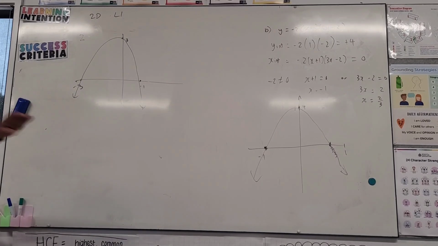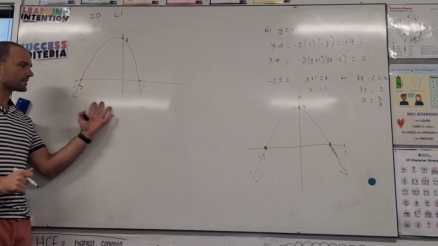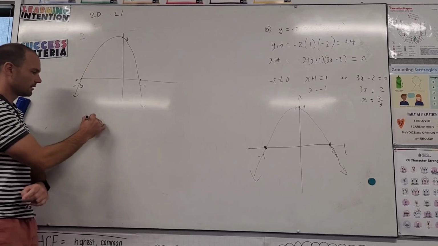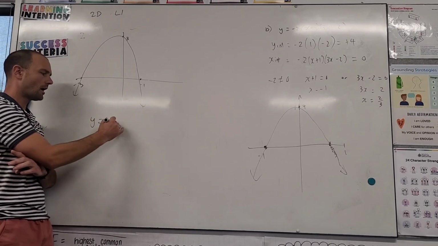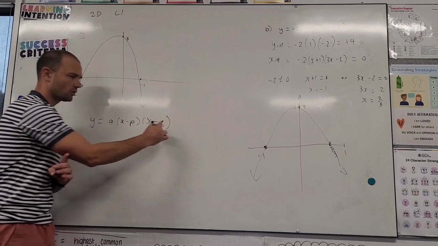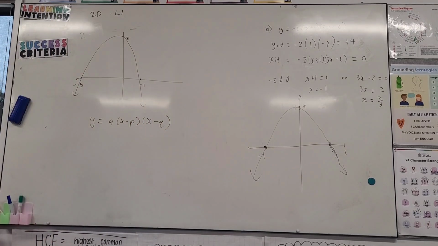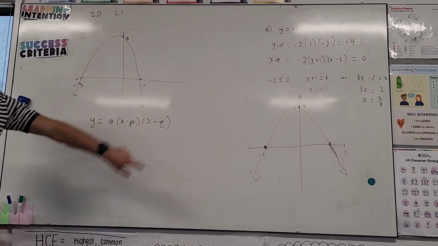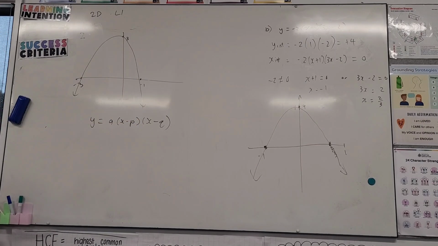Now, the default form that this graph is going to take is like this. y equals a times (x take p) times (x take q). What we've done here is express the quadratic in terms of its roots. Remember, if its roots are p and q, we can express it like this: x take p and x take q.